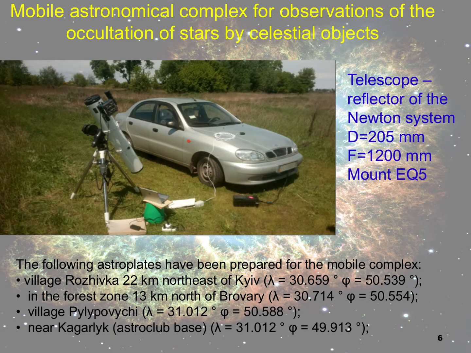A completely autonomous complex was created for the possibility of choosing the place of observation of occultation. It uses a small telescope on a computerized mount and can quickly be transported and deployed at a remote observation point. Its parameters are shown on the slide. We found several points with convenient access and minimal illumination. Their coordinates are shown on the slide.